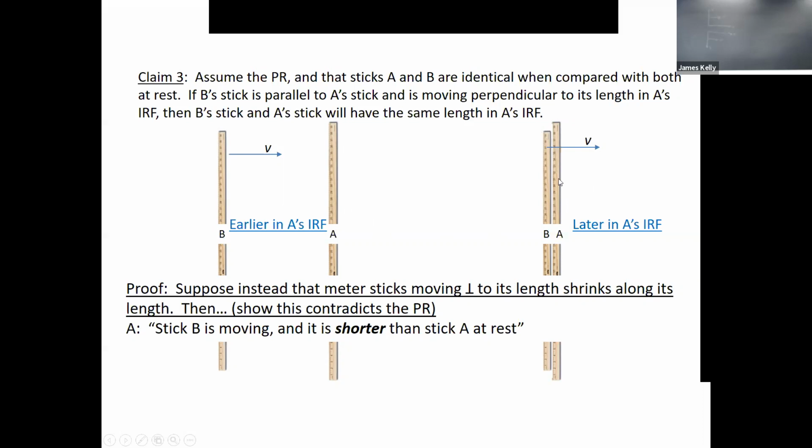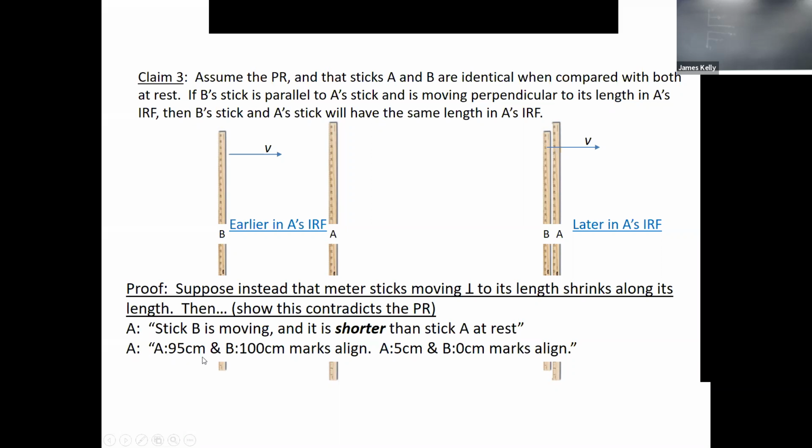Suppose that A says, of course, stick B is moving in the way we said, and it's shorter than stick A, which is sitting at rest. So when it comes by, the top end of stick B passes below the top end of stick A, and the bottom end of stick B happens to pass above the bottom end of stick A. Okay? So stick B is moving, and it's shorter than stick A at rest. It's moving in the particular way we've said. I didn't want to say that all over again. Let's just imagine a particular situation. I think this is exactly the one considered in Mermin, if I remember correctly. Suppose A makes the statement.